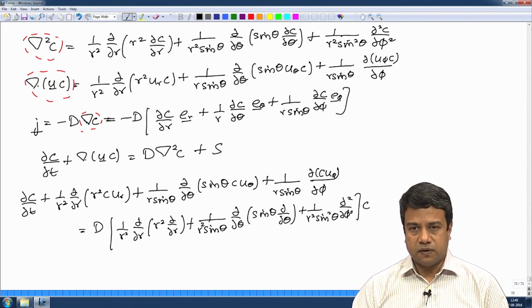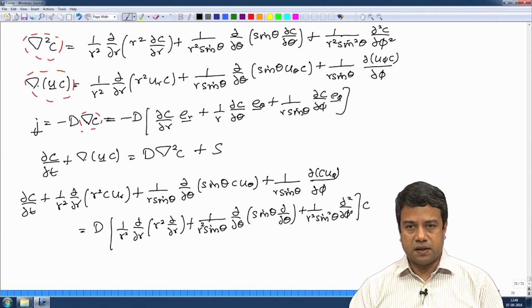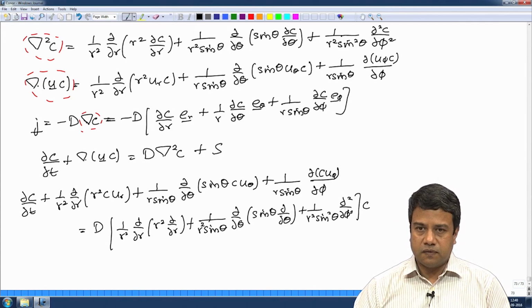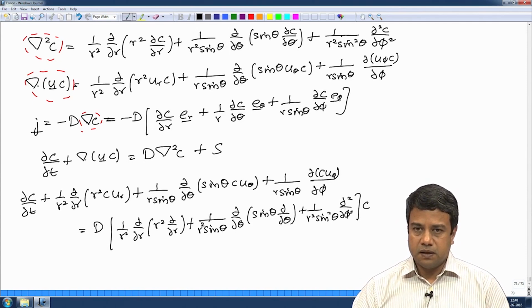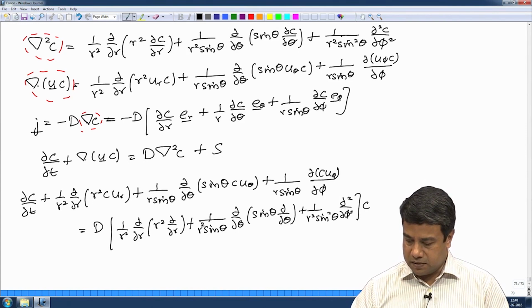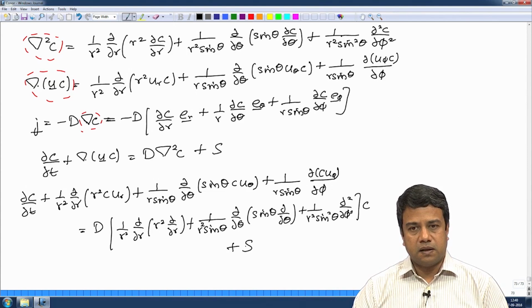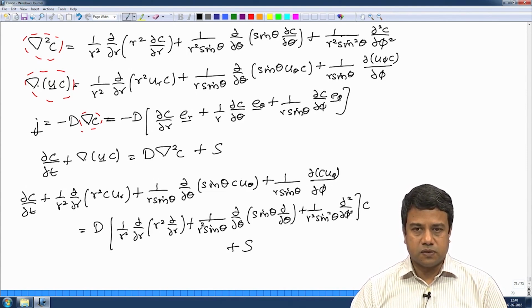Construct a differential volume whose surfaces are surfaces of constant coordinate. Identify the surface area of each surface. There will be 6 surfaces in 3 dimensions. Identify the surface area of each surface, the total volume. Change in mass is equal to mass in minus mass out plus sources. Take the limit as the increment in each coordinate goes to 0. You will get a differential equation.